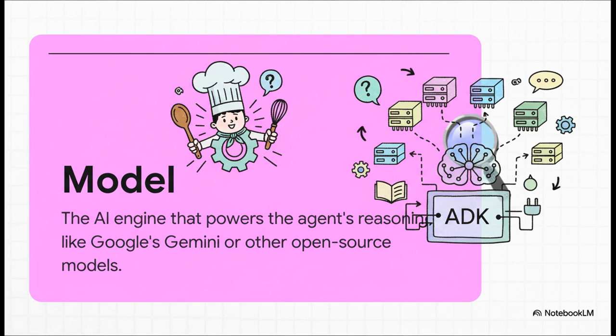First up, you've got the model. This is your chef. It's the AI engine, the brains of the operation that does all the reasoning. Now, here's a really key point. Even though the ADK is built by Google and works great with their models like Gemini, it's actually model agnostic. That means you have the freedom to plug in other models, open source ones, third-party ones, whatever works best for the job. You get to pick your chef.